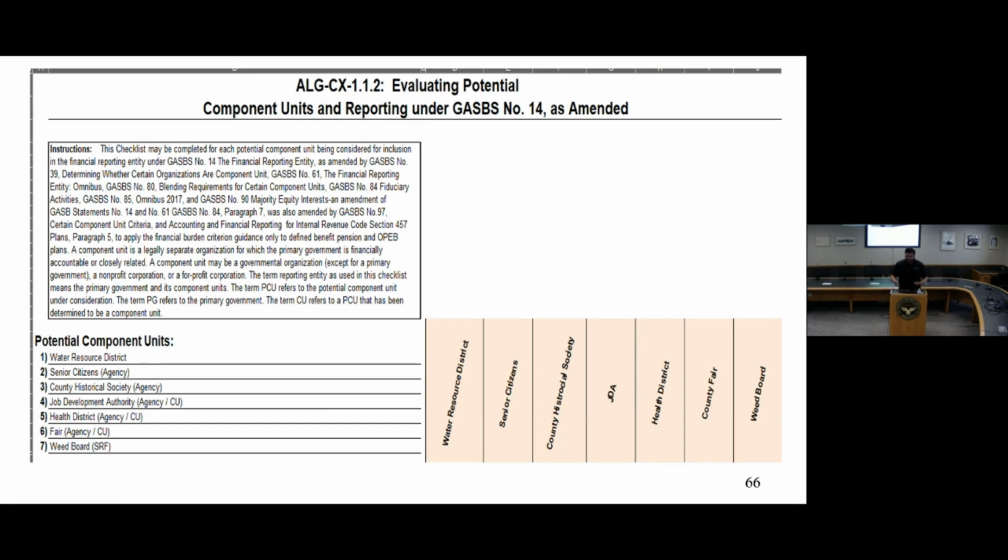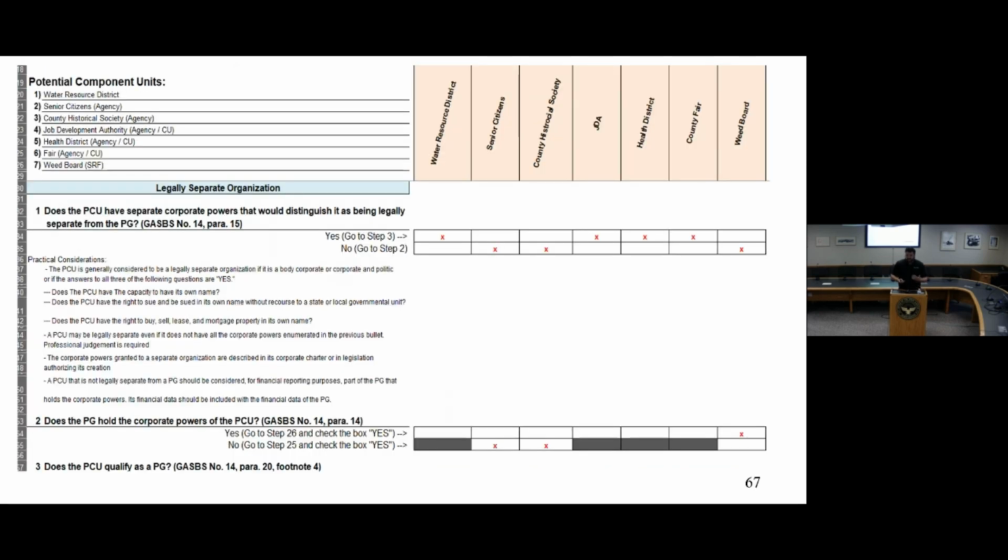So in this example, it looks like we have 7 potential component units we listed out. We listed them out 1 through 7 across the bottom there. And then all we would do is simply go through the checklist and answer each question as the instructions tell you to. So the first section is asking about legally separate entities. It really wants to get that out of the way because component units have to be legally separate entities, if you guys remember. So the first question is asking if that potential component unit has separate corporate powers that would distinguish it as being legally separate.